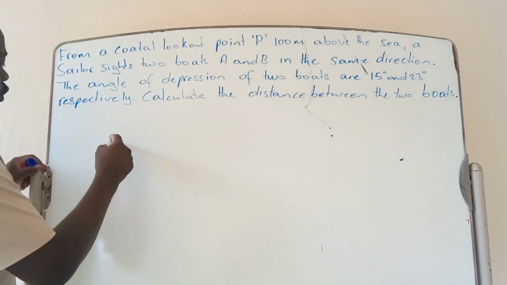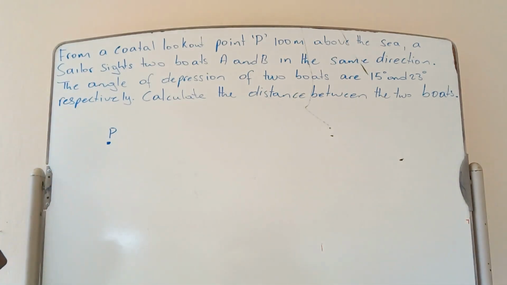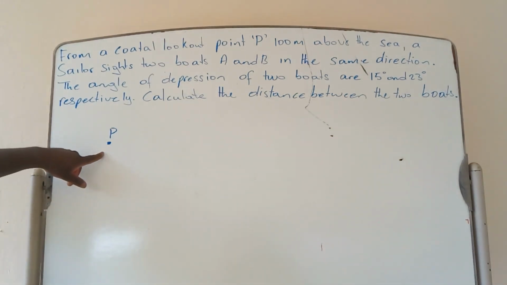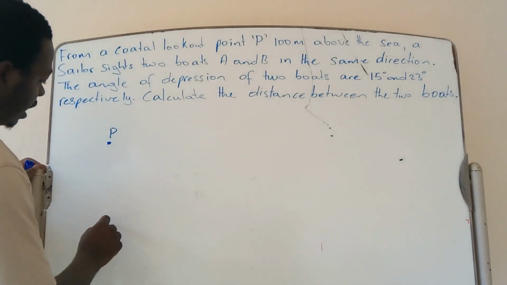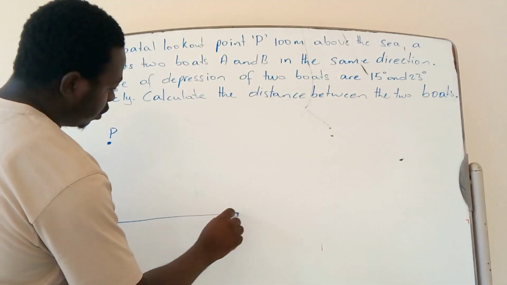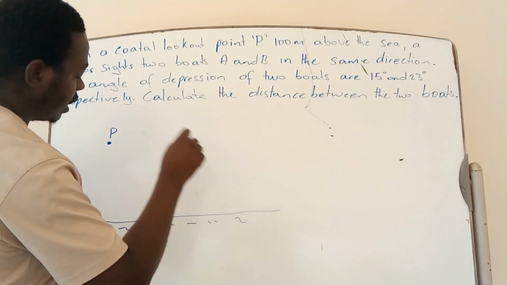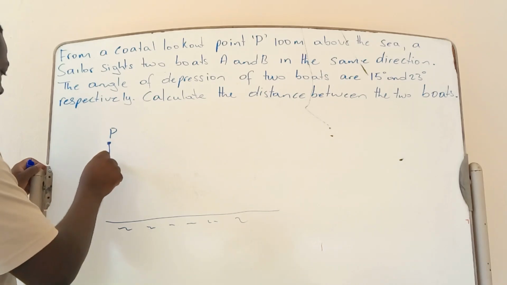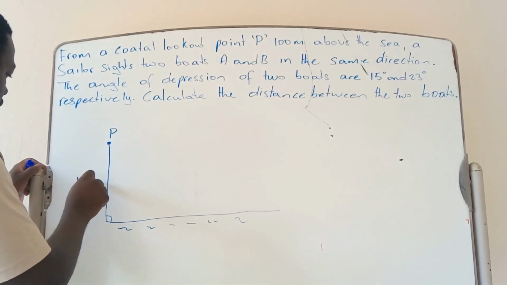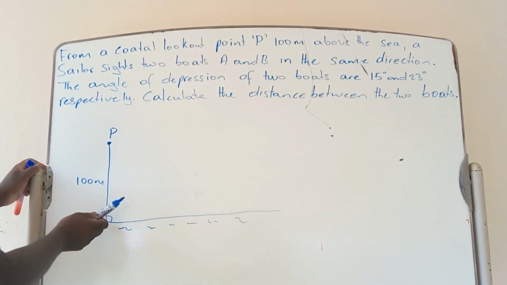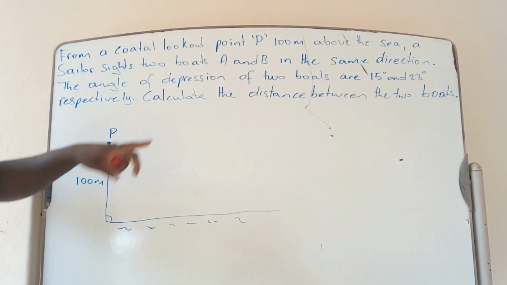Now the first thing you would need to do is to make a representation of this question, right? So we could locate point P. So let's say point P is here. We know that from a coastal point, point P, 100 meters above sea. So let's say we use a straight line to represent where the sea would be. So let's say that this is the sea. We have some water down here, right? So P is 100 meters above the sea, right?